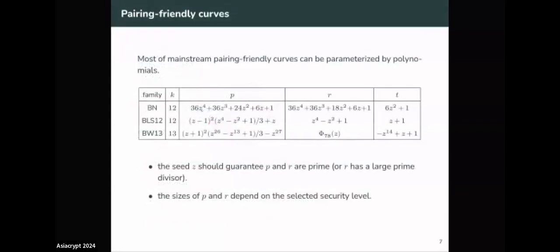Now we give some pairing friendly curves. In this table, we list the 3 families of pairing friendly curves, and they can be parameterized by polynomials. The BN and the BLS12 families have embedding degree 12, and they are the most popular pairing friendly curves. Many protocols use them to implement pairing computation, and the BW13 family has an embedding degree 13. It may be a nice choice for some special protocols, and we will explain it later.